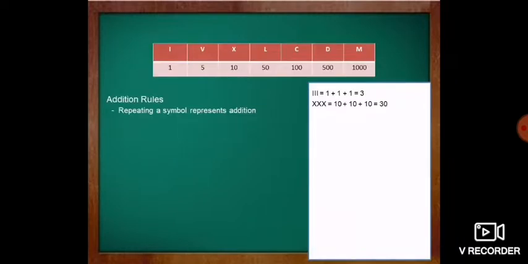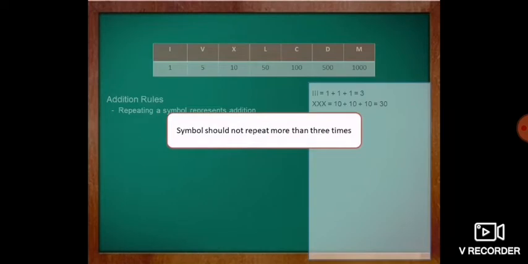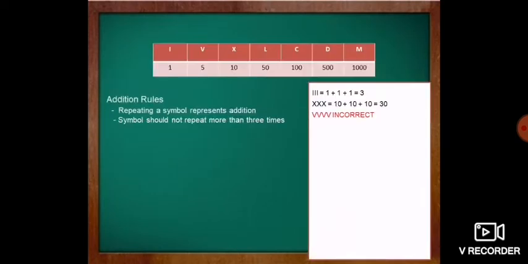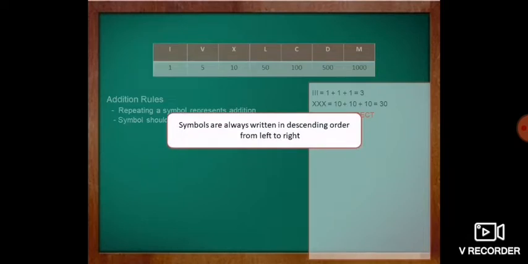Now let's go to the next rule. The next rule says that a symbol should not repeat more than 3 times. So you cannot write V, V, V, V because V is getting repeated 4 times. Let's move on to the third rule. The symbols are always written in the descending order from left to right. It means that you start with greater number on the left, and then the smaller number, and then the smaller number, and so on. So for example, here we have VIII. Now V, which represents 5, is greater than I, which represents 1. So write 5 and then add 1 to it. And since I is getting repeated 3 times, you would add 1 3 times, and the answer is 8.